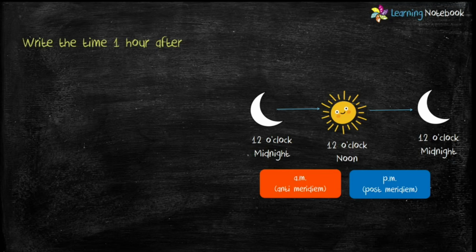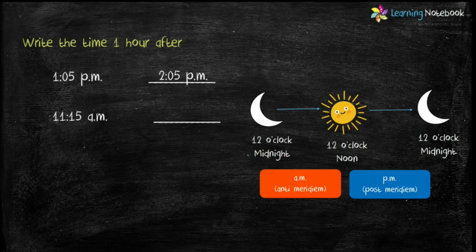Write the time 1 hour after 1:05 PM. Students, 1 hour after 1:05 will be 2:05 and PM will remain as PM only. Now next part is 11:15 AM. Hour after 11:15 would be 12:15 and 11:15 AM is before 12 noon. So 1 hour after it would be PM. Therefore, answer is 12:15 PM.